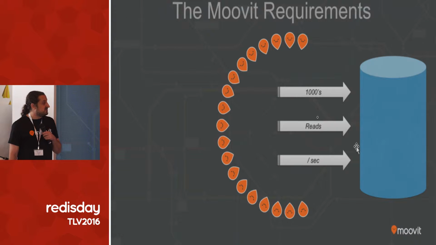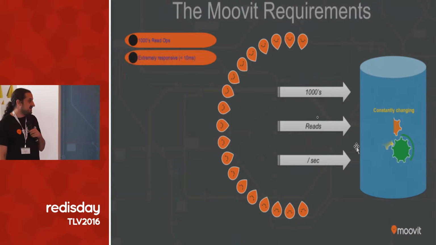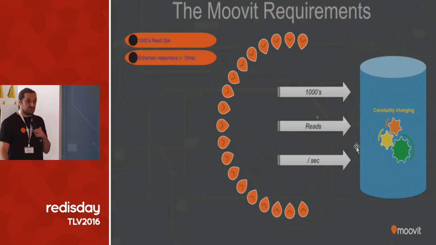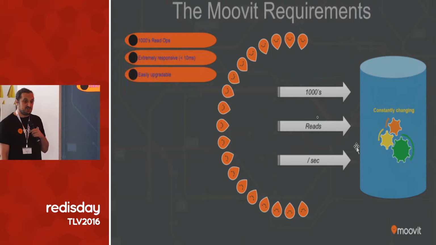Now let's see how that translates into requirements. We have to support thousands of read operations for users, which translates in read operations to the database to tens or hundreds of Ks of operations per second. And we have to be extremely responsive. I mean, the 10 millisecond limit is quite a high limit for us. And as a startup, continuously delivering more and more functionality, this database is constantly changing, and hence, it should be quite easy to upgrade it.